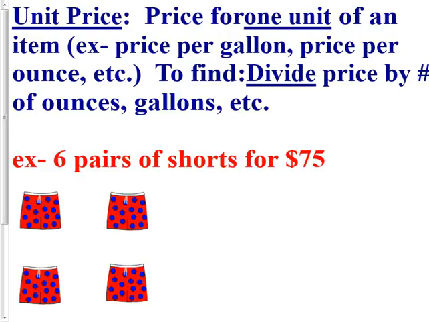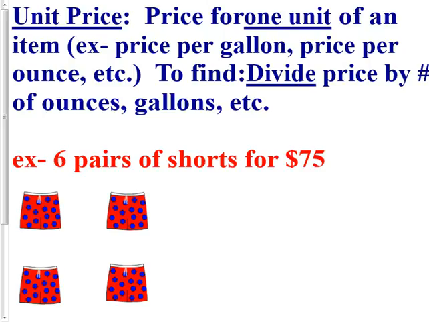So today we're going to look at unit pricing. And unit pricing really is a natural extension of dividing decimals, since when we're dealing with unit prices, we're dealing with money, which has decimals, and so it all works together. When we're finding a unit price, what we're talking about is the price for one unit of an item. For example, the price per gallon means the price for 1 gallon of gas.